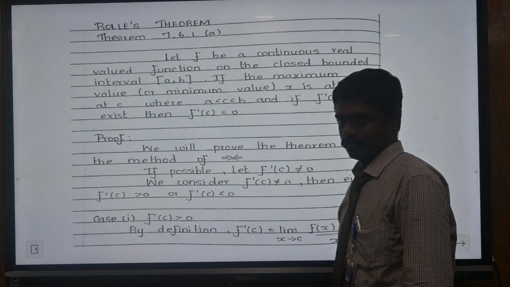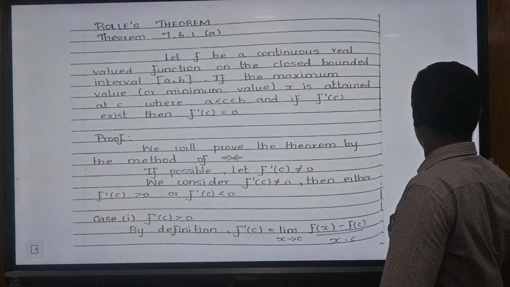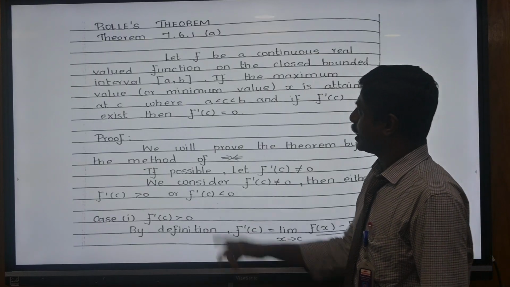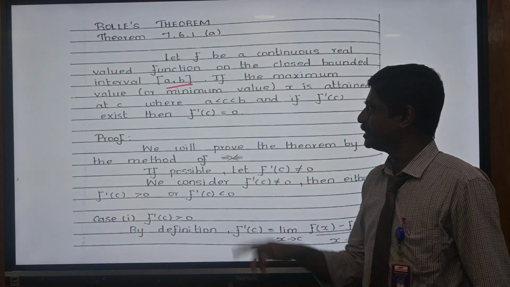Let's see Rolle's theorem. It's a very important problem. What is Rolle's theorem? You have a continuous real valued function on the closed bounded interval, that is a comma b.